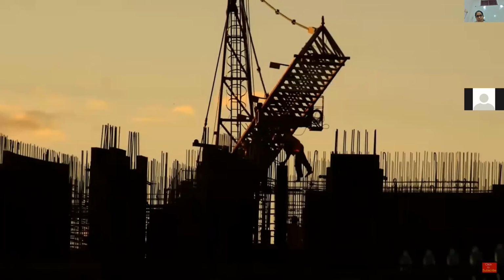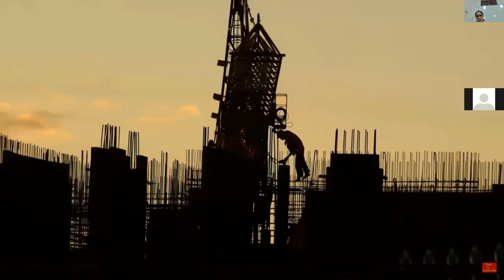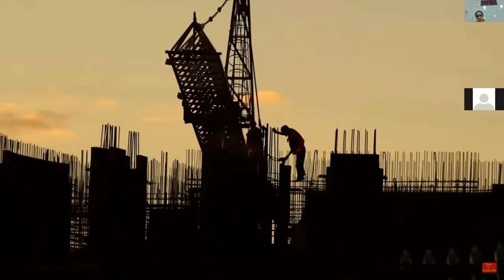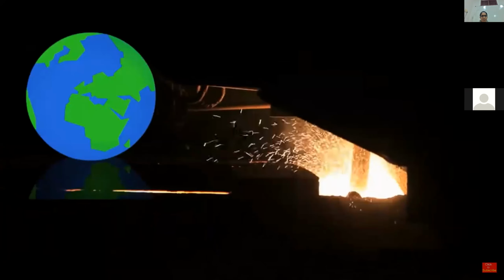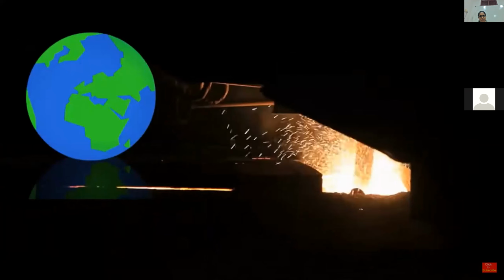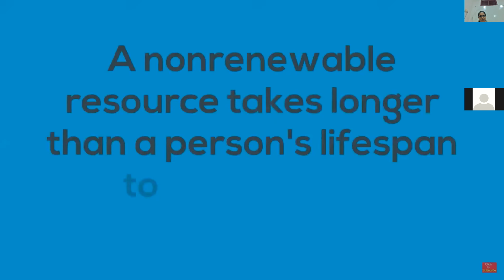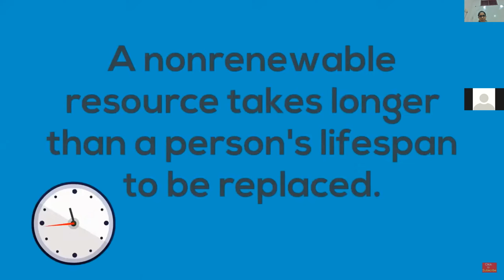Minerals used for making metals are also non-renewable. For example, steel, which is used in making buildings, is made of iron ore. Iron ore is mined from the earth and is a limited resource. Non-renewable natural resources are things that take longer than a person's lifespan to be replaced. In fact, it takes millions of years or more.